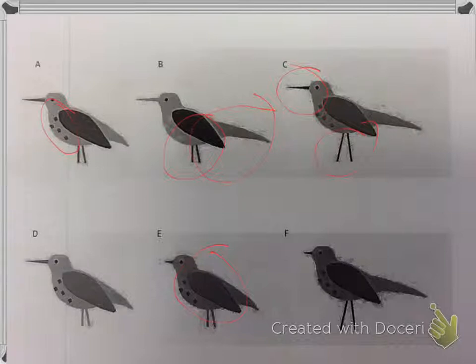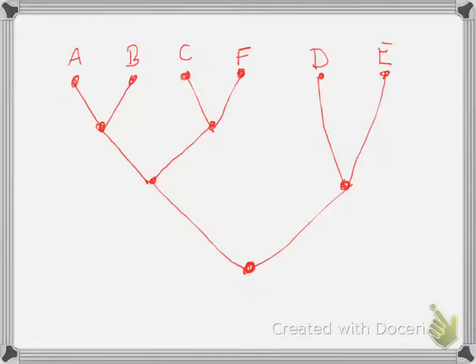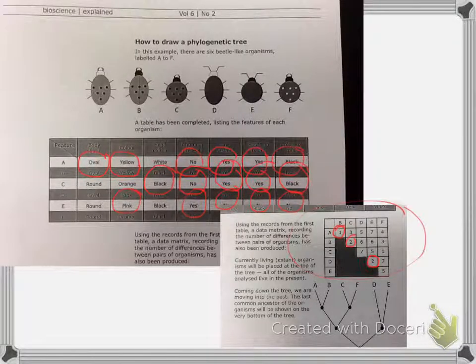So I'm going to let you start building your chart, and you may want to sort of scribble on the margins first, and then you'll do your final copy, and you're going to start comparing your organisms, okay? So once you've got your little data table, start by drawing things that only have one difference between them. Those you know are very closely related.